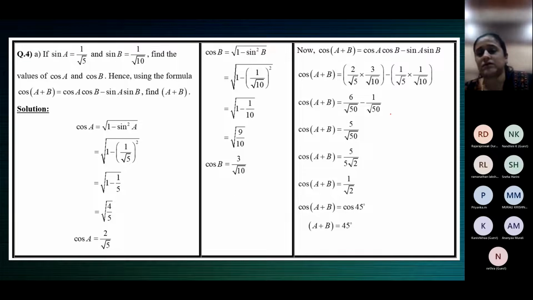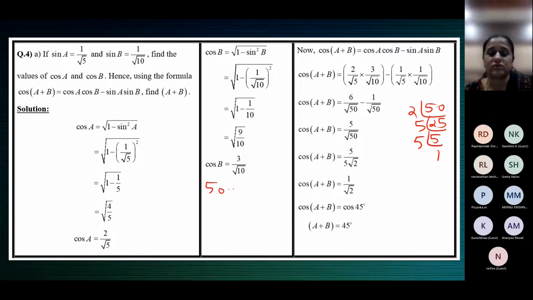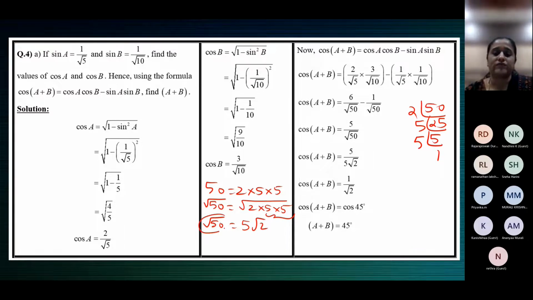I think I was fast. Let me do it again. 50, 2, 25, 5, 5, 5, 1. 50 is equal to 2 into 5 into 5. Next step, square root of 50 is equal to square root of 2 into 5 into 5, taking square root on both the sides. From 2 fives, 1 five comes out, and 2 remains under the square root. So square root of 50 is nothing but 5 root 2.